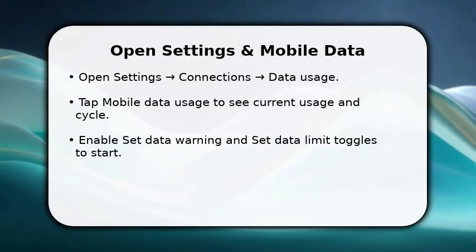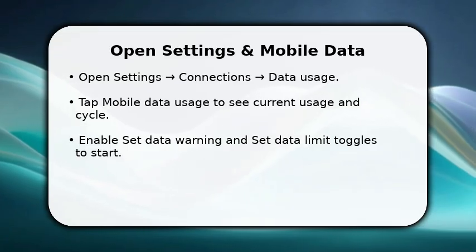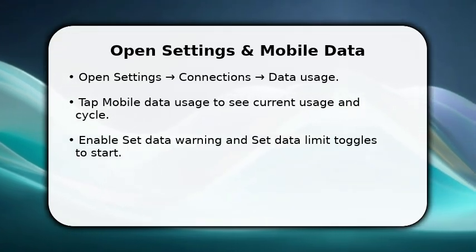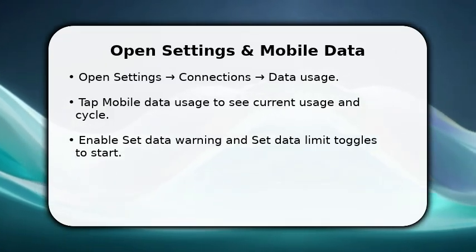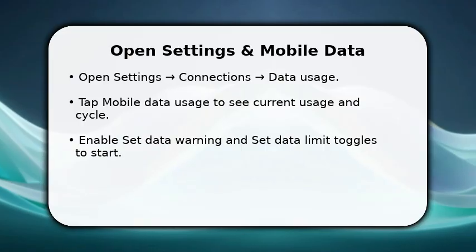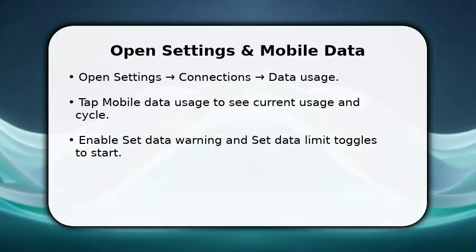Turn on Set Data Warning and Set Data Limit right away. This is the first actionable step. Make sure to enable the switches so fields appear. Once done, you'll be ready to configure a warning value and a hard limit that matches your plan.